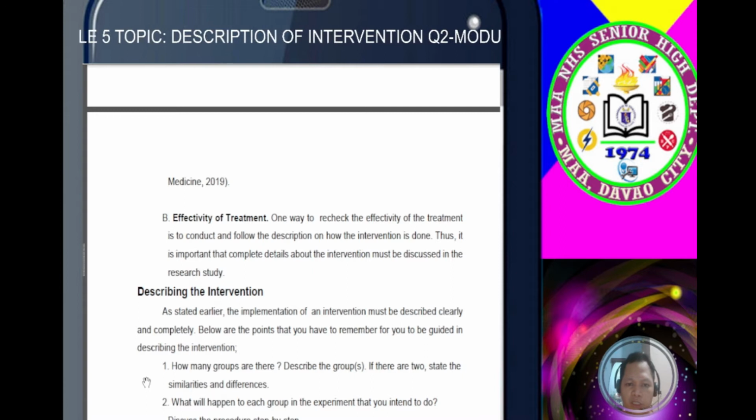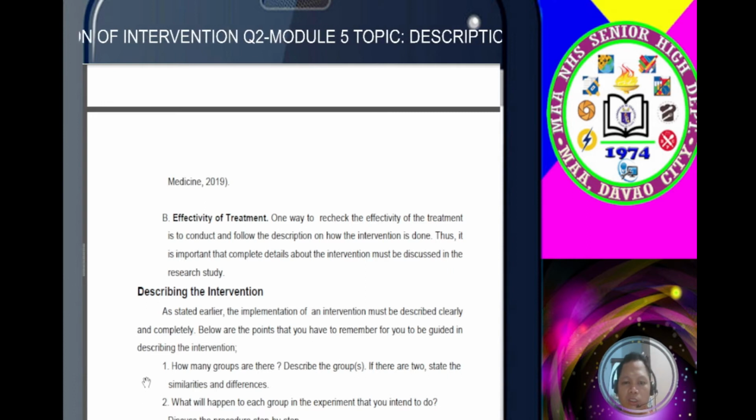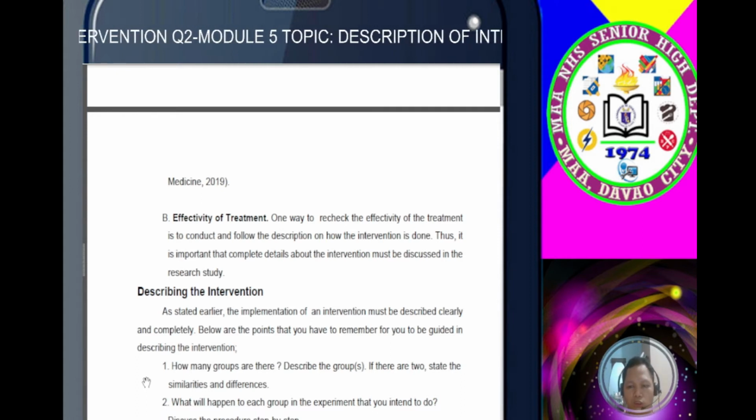Another, B, effectivity of treatment. One way to check the effectivity of the treatment is to conduct and follow the description on how the intervention is done. So it's important that complete details about the intervention must be discussed in the research study. Later we'll have sample details on how to state your intervention. We already have a template, so all you need to do is to copy it and replace it with the necessary details needed in your study.